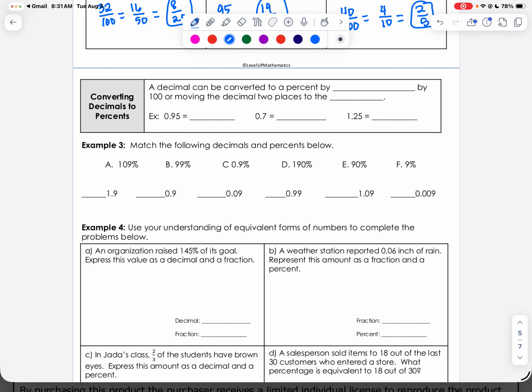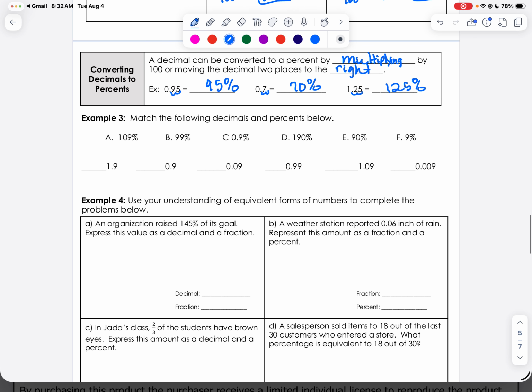When you're converting a decimal to a percent, it can be converted by multiplying by 100 or moving the decimal 2 places to the right. So, for example, 0.95, I would move 2 places to the right to get 95%. For 0.7, I'd go 1, 2, and I'd get 70%. 1.25, 2 places, 125%.